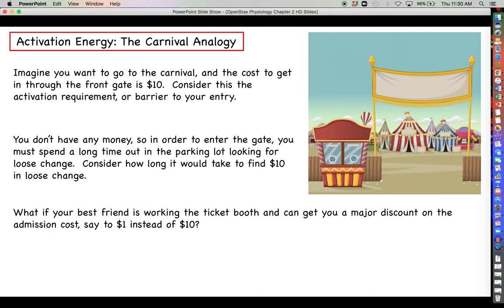Okay, what about another scenario? What if your best friend is working the ticket booth and they say they can give you a real sweetheart deal on the admission cost? So you don't have to pay $10. Let's say you just have to pay $1 instead. That's quite a discount, right?